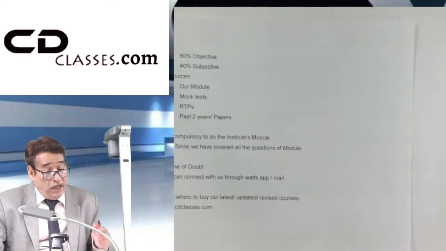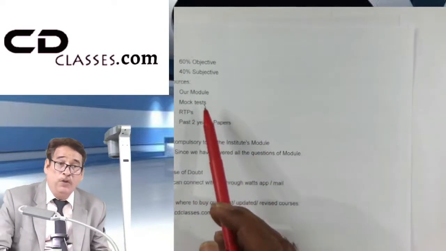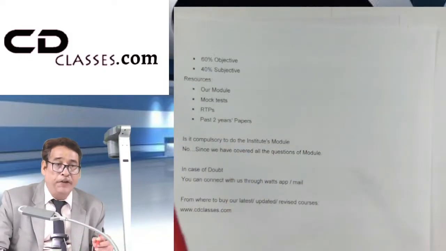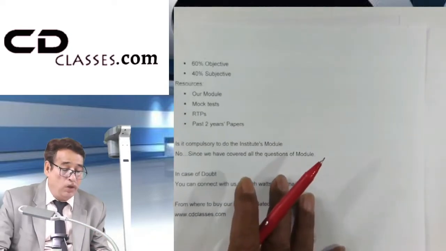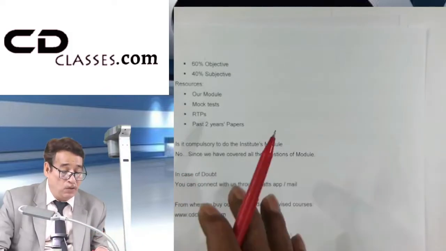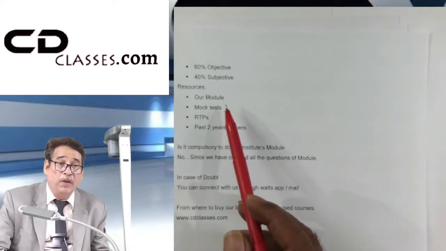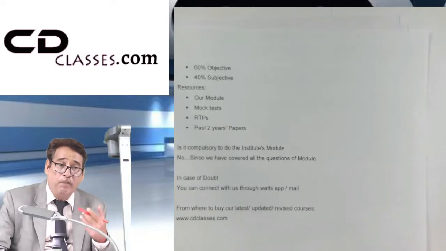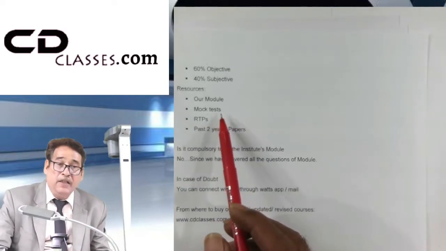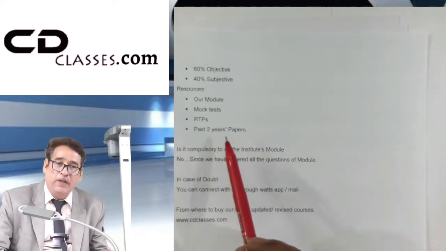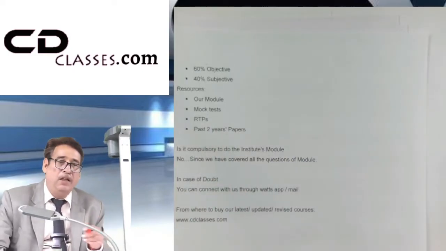And then, as far as resources are concerned, you simply go through our module, not the institute's module. As I just told you a moment ago, we have covered every bit of the module, and moreover there are some printing mistakes, and sometimes there are some updations which are not incorporated in the module. So that is the reason I'm asking you to simply bank upon the tutorials and the material which we are providing. Once you have completed our tutorials and module, then your duty is to do at least 2 mock tests, 2 revision test papers, RTPs, and 2 past year papers. If you have done that, then you need not worry.